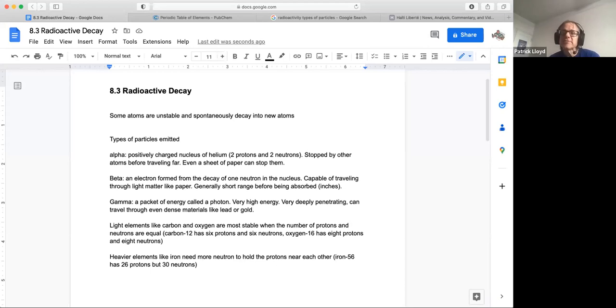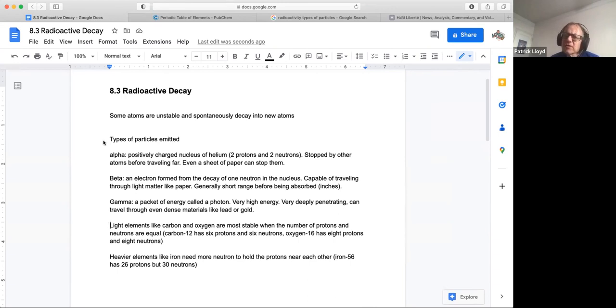Okay, so now we're going to talk about section 8.3. We're going to talk a little bit about radioactivity. Radioactivity is a phenomenon that was first observed at the end of the 19th and beginning of the 20th century, so that would be like 1898, 1899, somewhere around there, when people were studying the chemistry and the energetics of atoms.